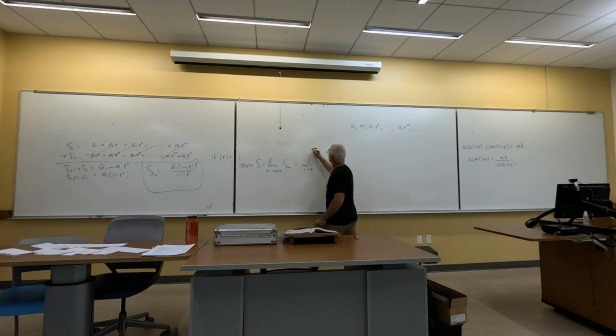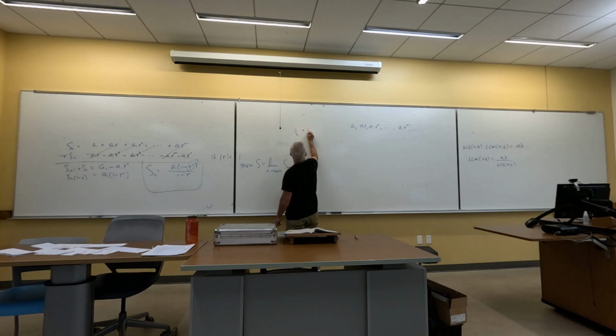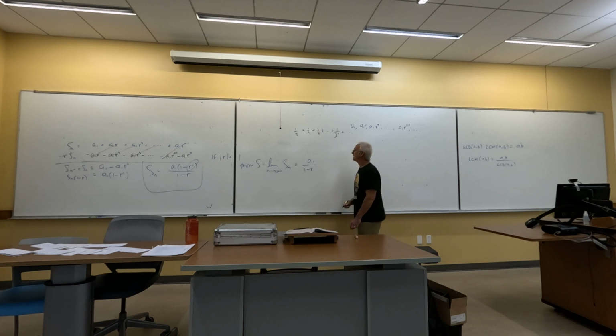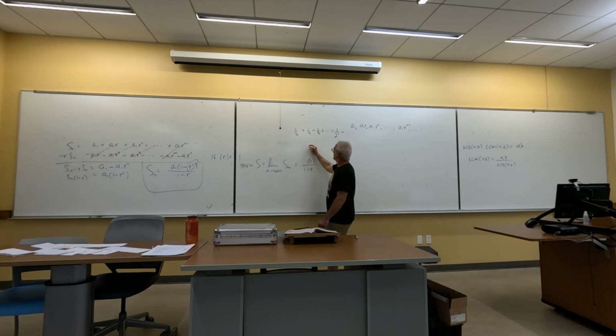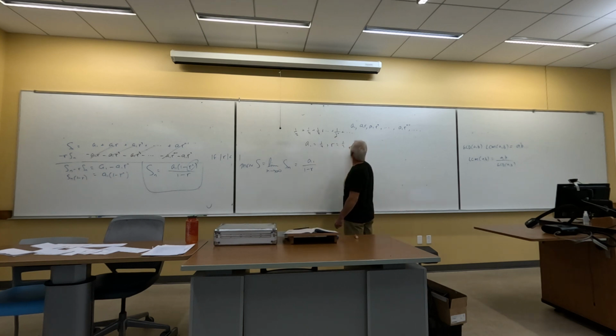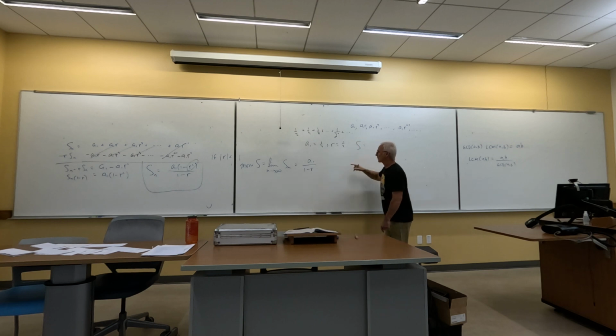Well, let's prove it. A half plus a fourth plus an eighth plus, I'm actually doing 1 over 2 to the n, aren't I? If n is 1, if n is 2, if n is 3, on and on and on. Is this a geometric series? Yes. What is the first term? What is the constant ratio? That's easy. It's also 1/2. Oh, therefore, what's the infinite sum? Well, according to that formula, it's 1/2 over 1 minus 1/2, which is 1.